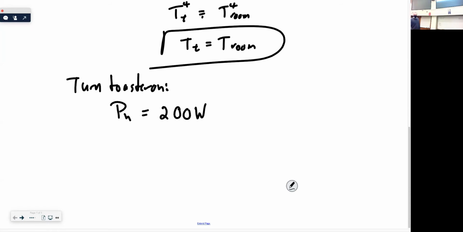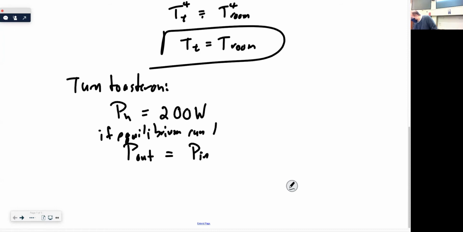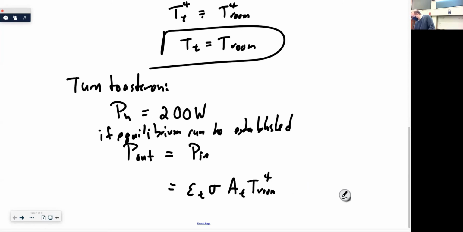So let's see if we can set this up. We know that the total power out has to equal the total power in at equilibrium, if equilibrium can be established. Our P in is the same as it was before. We know that we're absorbing some epsilon sigma A T room to the fourth power, but now we also have the power that we're adding from the outlet that we plug this thing into, adding power, adding energy to our toaster oven. Our P out is exactly the same as it was before: epsilon sigma A T to the fourth power, T being the temperature of the toaster.